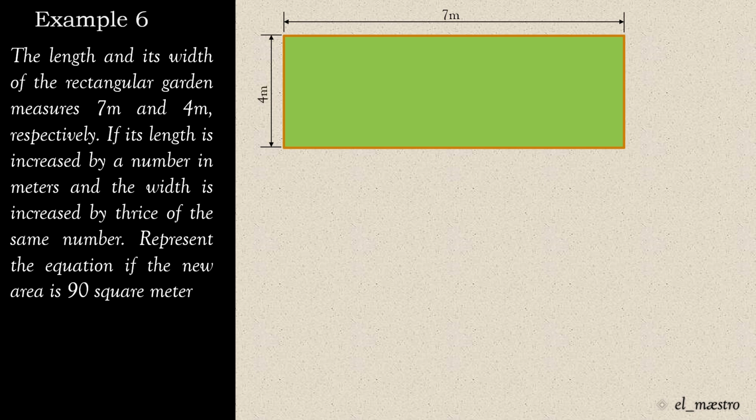Okay, so you have your rectangle. Then on your 7 by 4 rectangle, it says that if the length is increased by a number, meaning your length is increased by a number, which we don't know what number. We don't know how much it is increased. So, we increase our rectangle.